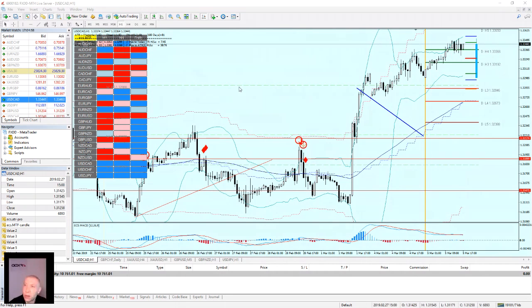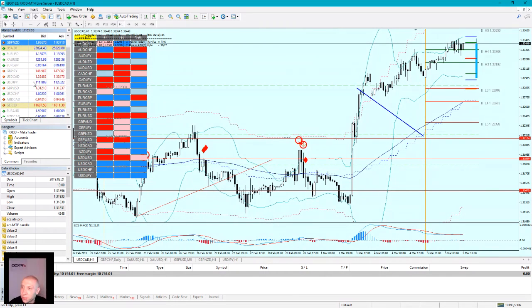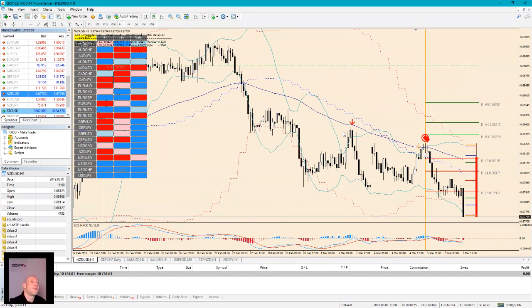Velislav is asking about New Zealand dollar. Let's see if we have a setup on New Zealand dollar. I will gladly trade it. But of course, guys, always watch for your system and analysis. I'm religiously following my own method.